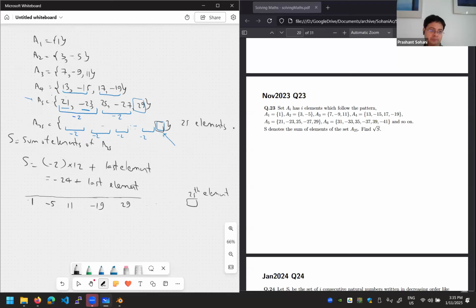So these are all odd numbers, right? When I say odd numbers, let's say we are talking about natural numbers. So in natural numbers, I can say 1 is the first odd number. Let me write here: the first one was the first odd number.